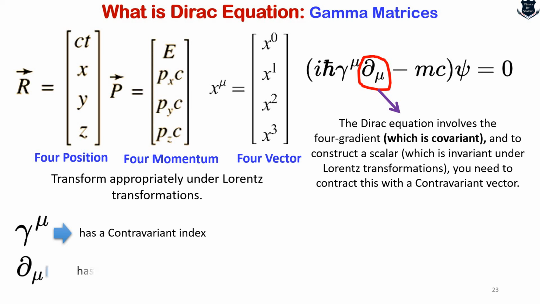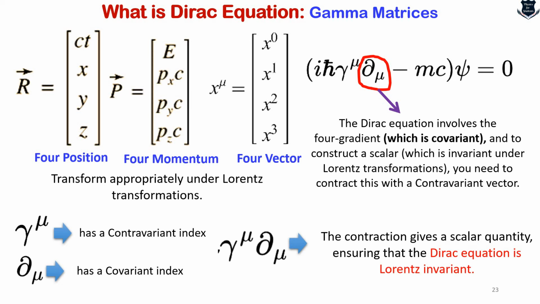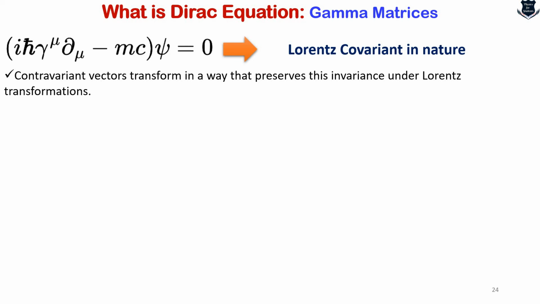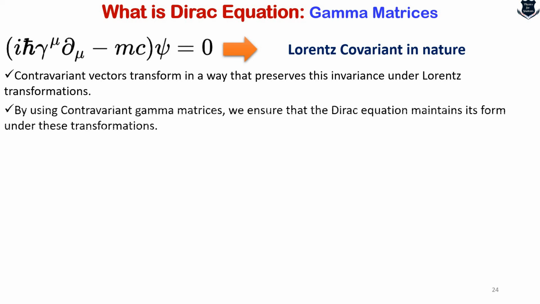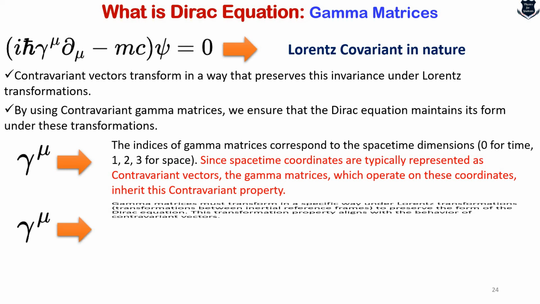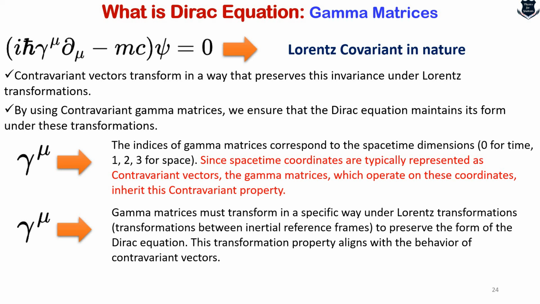So this has a contravariant index, this has a covariant index, and the master stroke that Dirac made was that the contraction gave a scalar quantity, and this shows that it is Lorentz invariant. So overall I can say that the Dirac equation is Lorentz covariant in nature. The contravariant vectors transform in a way which preserves the Lorentz transformation, and by using contravariant gamma matrices, we ensure that the Dirac equation can undergo those transformations while Lorentz invariance is maintained. So from here we can say these gamma mu indices are space-time indices: 0 for time, 1, 2, 3 for space. Since space-time coordinates are typically transformed as contravariant vectors, the gamma matrices also inherit the contravariant property. And from here we can also say that gamma matrices must transform in a specific way under Lorentz transformation.